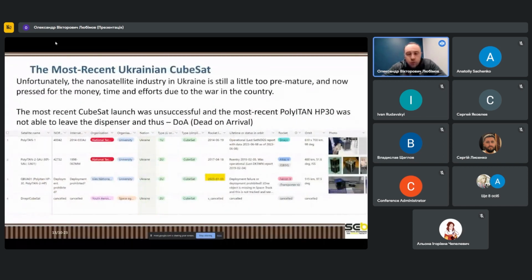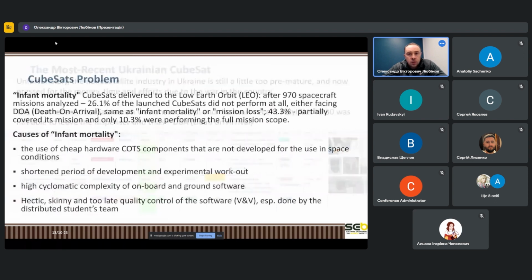So unfortunately, among the 4 satellites, we have not had many successes. And the most recent satellite went into a so-called DOA, dead on arrival problem. That's why my scientific team wants to research and find ways to fight this problem. And if you look into the statistical data, 26% of the satellites that are put on the orbit are dead on arrival. So that's really a problem.